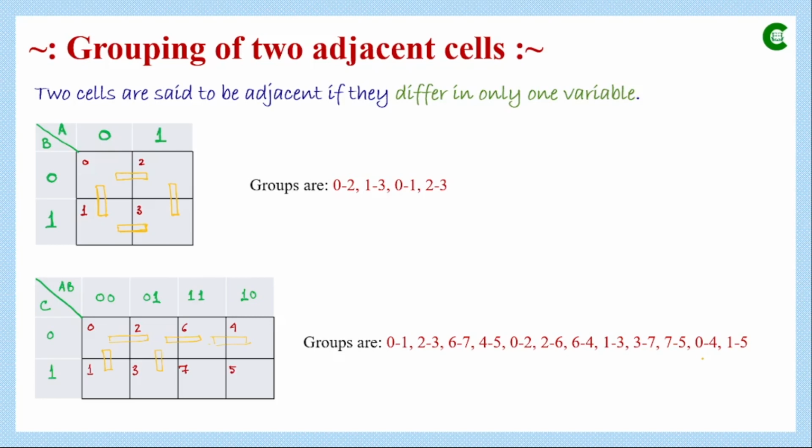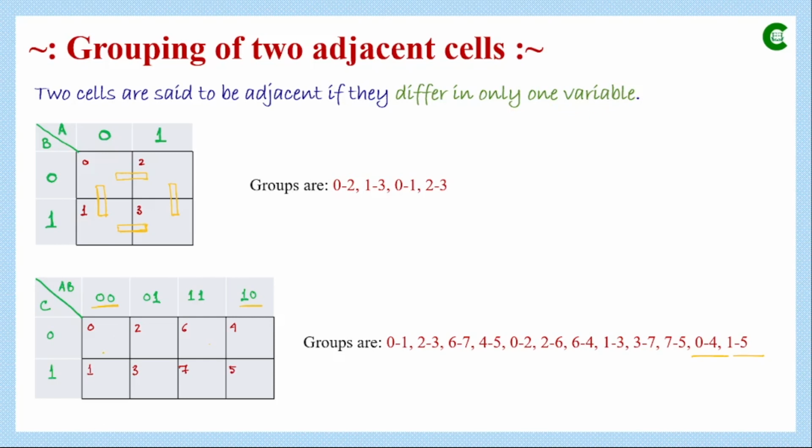Now if we notice the last two combinations, they are between 0 and 4, and 1 and 5. Apparently it may look like cell number 0 and cell number 4, these boundary cells, are not adjacent cells. But if we go by the definition, adjacent cells are those cells that differ in only one variable, meaning the value changes only for one variable.